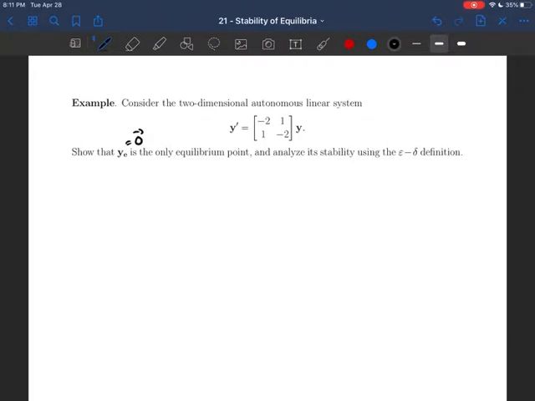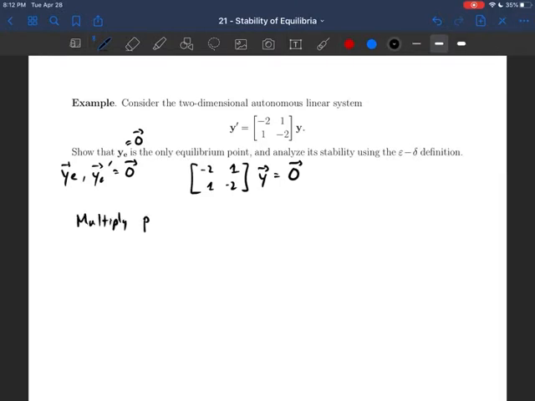So we have this two-dimensional autonomous linear system. And what we'd like to do is, first of all, show that the equilibrium, y equals 0, is the only equilibrium, and then analyze the stability of that equilibrium using the epsilon delta definition that we've just seen. So remember that if we do have an equilibrium YE, then it is a constant, which means that its derivative is 0. So if we plug that into the differential equation, since it's a solution, we get that -2, 1, 1, -2 times y will be equal to 0.